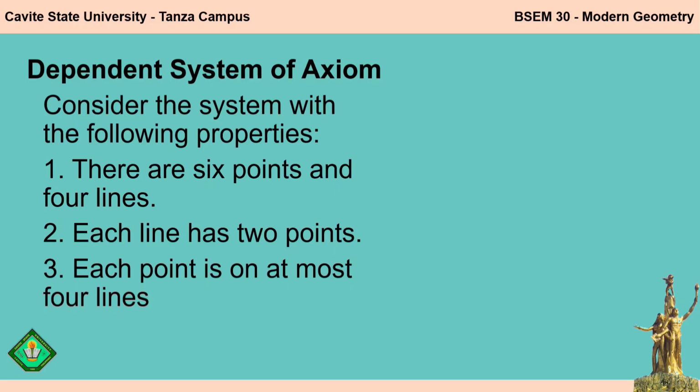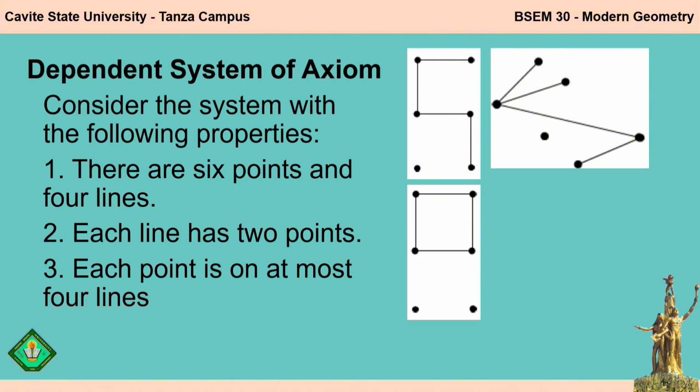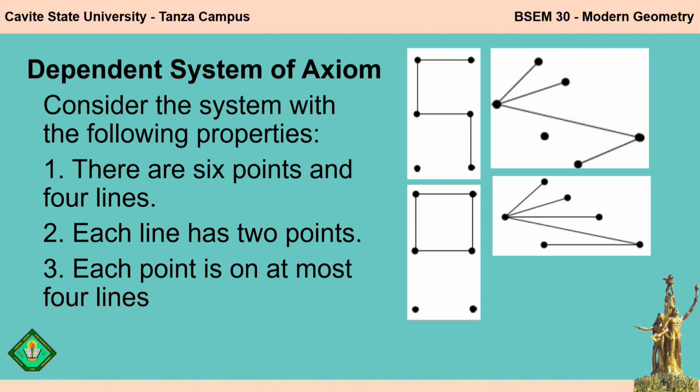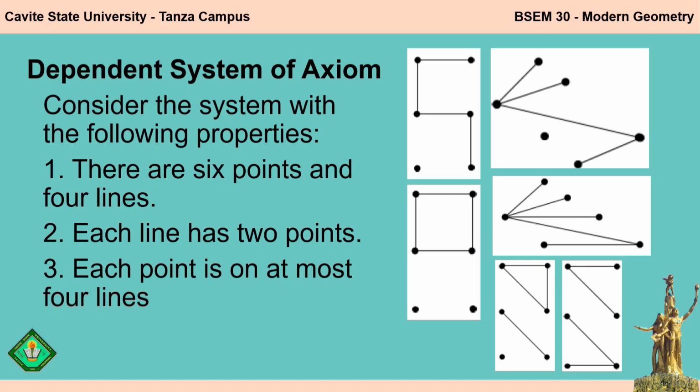So here, we consider the system with the following properties: that there are 6 points and 4 lines, and each line has 2 points. Each point is on at most 4 lines. Is the system consistent? Yes, because we could construct a figure or figures based on the given properties, just like the ones shown on the slide. But is it dependent or independent?